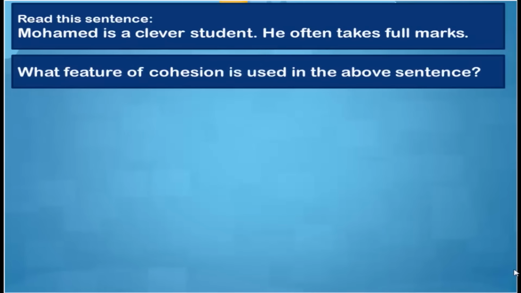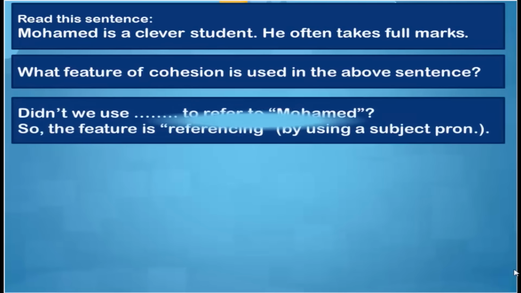Now let's read this sentence. Muhammad is a clever student. He often takes full marks. The major question of our presentation is, what feature of cohesion is used in the above sentence? Let's think together. Didn't we use he to refer to Muhammad? So the feature is referencing by using a subject pronoun.